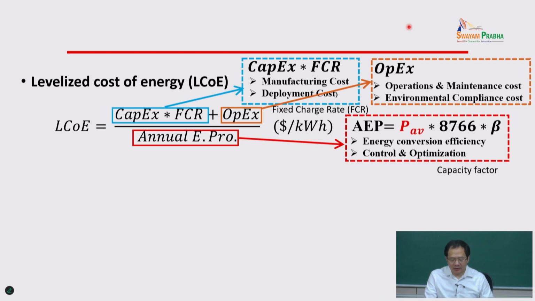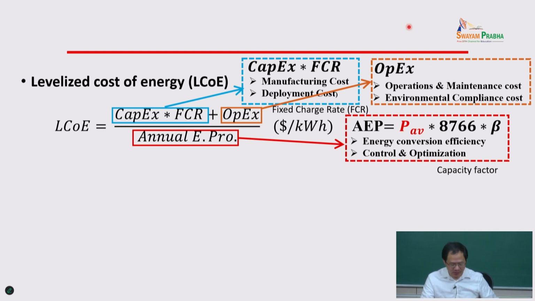First, one by one, let me explain. The capital expense includes the manufacturing cost and deployment cost, and then it is normalized into an annual figure, right? They call it the fixed charge rate. So you just imagine that you design the wave energy converter, and each year, what kind of cost do you pay? That is the fixed charge rate.